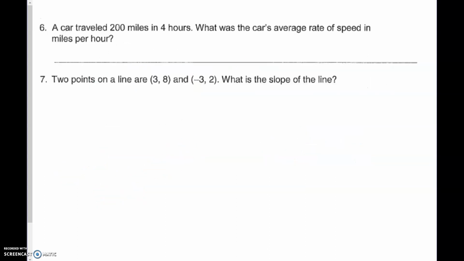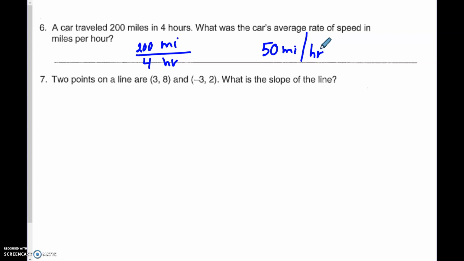A car travels 200 miles in 4 hours. What is the rate of speed in miles per hour? So we have 200 on top and 4 on the bottom. So if we divide that out, we get 50 miles per hour.